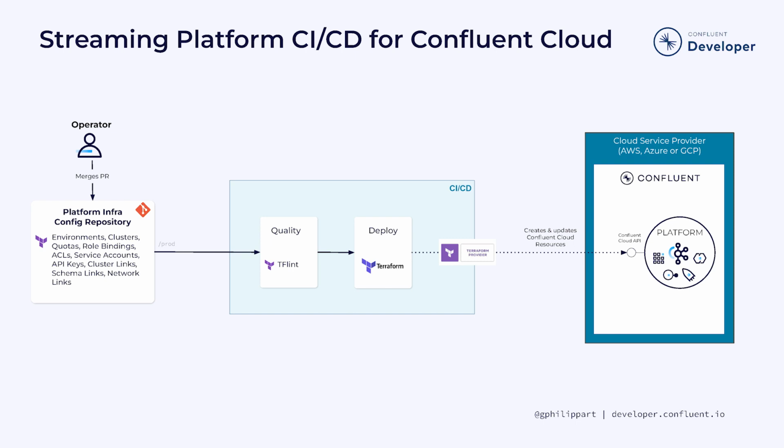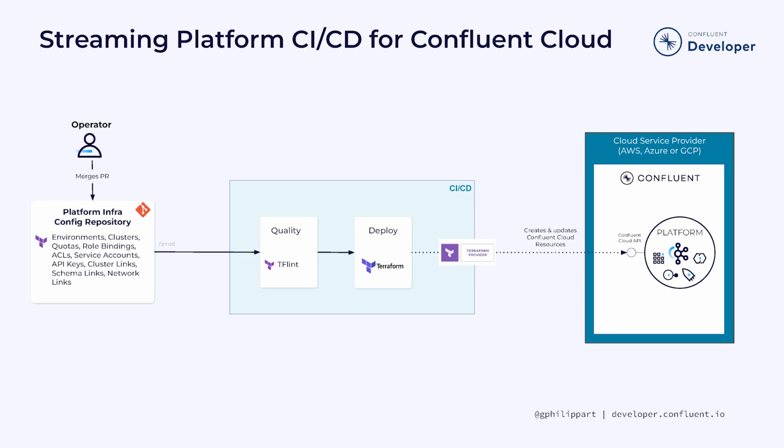You can build a similar CI/CD pipeline when using Confluent Cloud for your data streaming platform infrastructure. As you can see, the setup is even simpler as you don't need Kubernetes. It's just Terraform to create and update all the infrastructure. With the Terraform provider for Confluent Cloud, you can choose your cloud provider, manage all resources, including environments, clusters, API keys, role bindings, service accounts, quotas, and more.